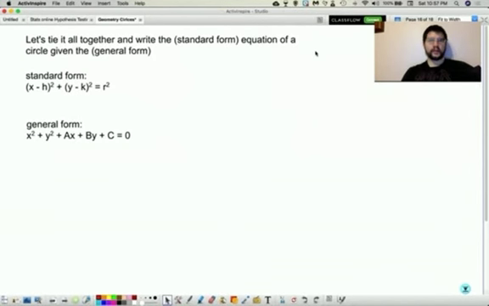Okay, so let's tie it all together. We're going to look at the standard form of a circle based on the general form of a circle. So the standard form of a circle is right here. That's what we've been using. X minus h squared plus y minus k squared equals r squared. However, we might see it as x squared plus y squared equals ax plus by plus c equal to 0. So we need to be able to take this form and turn it into that. That's what we're about to learn how to do right now.